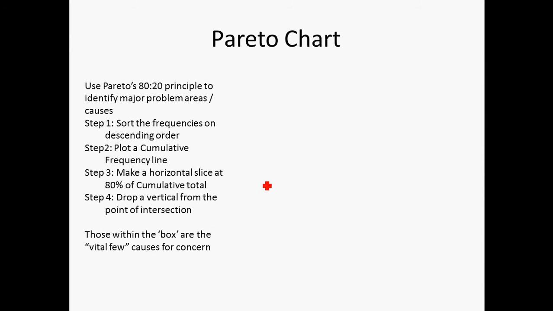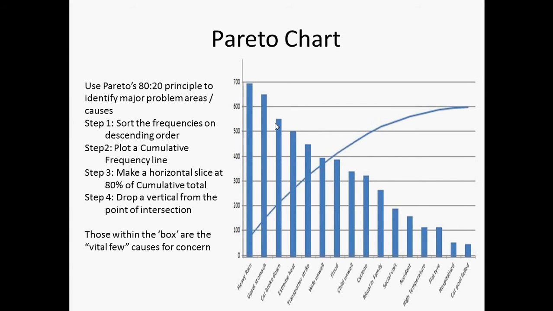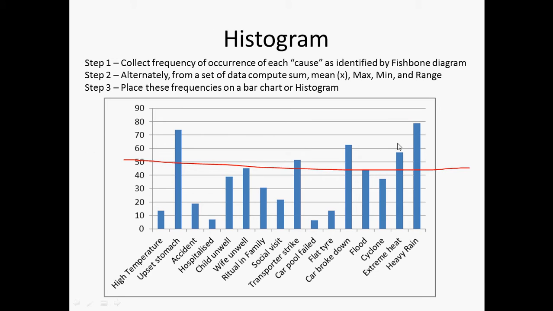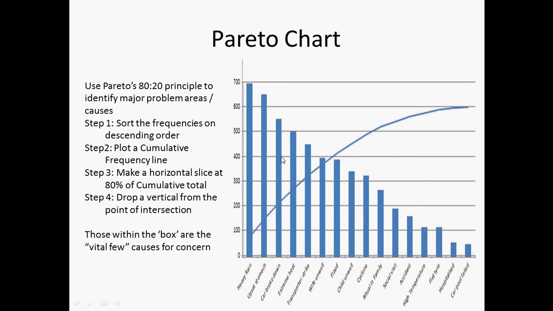This is not done whimsically. So what I do is I go on what is known as the Pareto's 80-20 principle, where I sort the frequencies in descending order and plot a cumulative frequency line. Heavy rain accounted for the highest, then upset stomach, then car breakdown. So this list I sort in descending order, then I make a cumulative line.